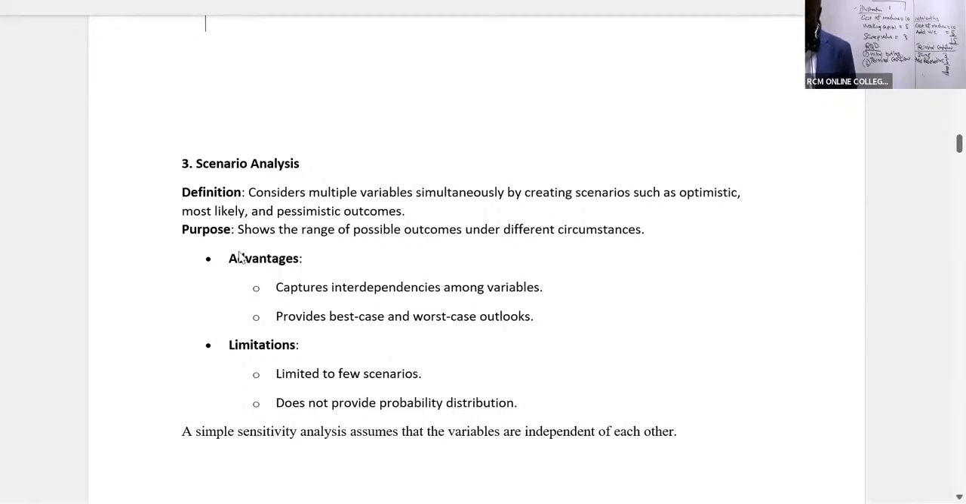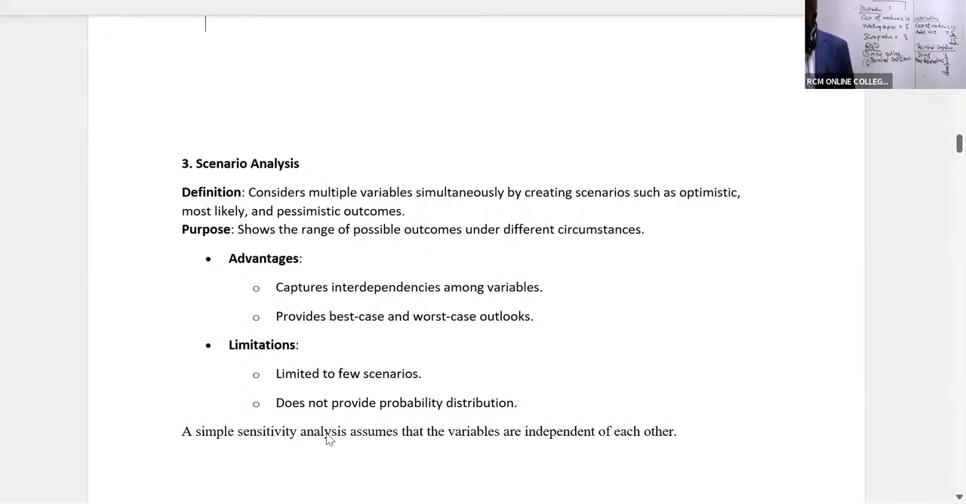Advantages, we'll be able to read this: it captures interdependencies among variables and provides best case and worst case outlooks. Limitations: the scenarios again cannot be very many. It is limited to few scenarios and does not provide a probability distribution.